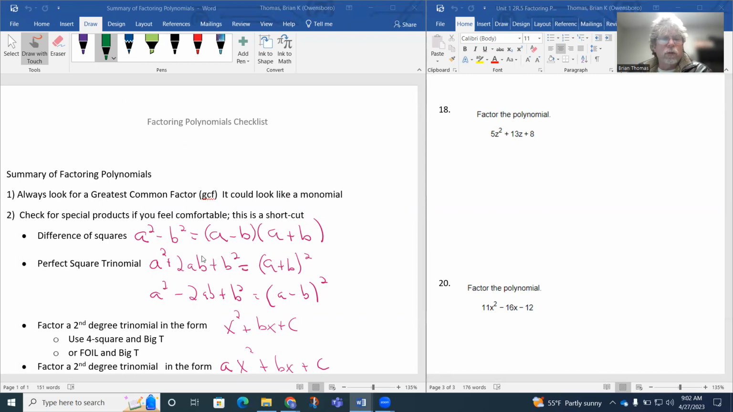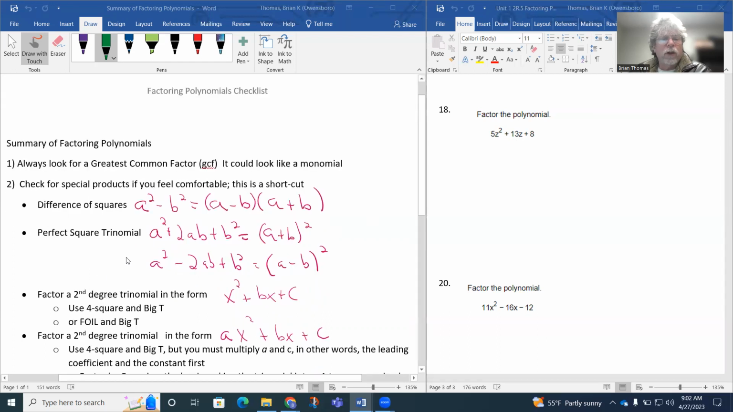To be a difference of squares, it's got to be a binomial with a subtraction sign between it. Well, this is a trinomial, so that's out. To be a perfect square trinomial, the first term has to be a perfect square. Notice that neither the 5 nor the 8 is a perfect square. There's not a whole number that you could square to get a 5 or an 8, so that's out.